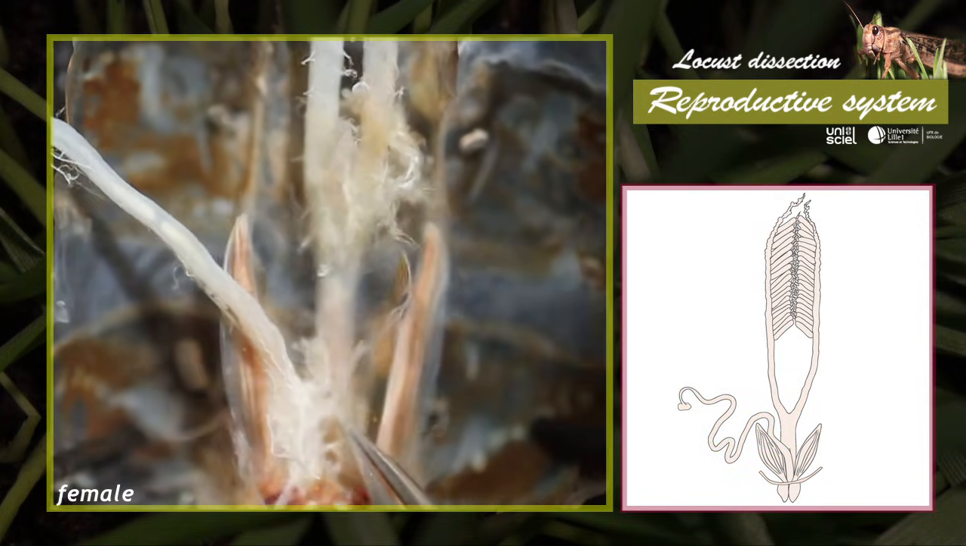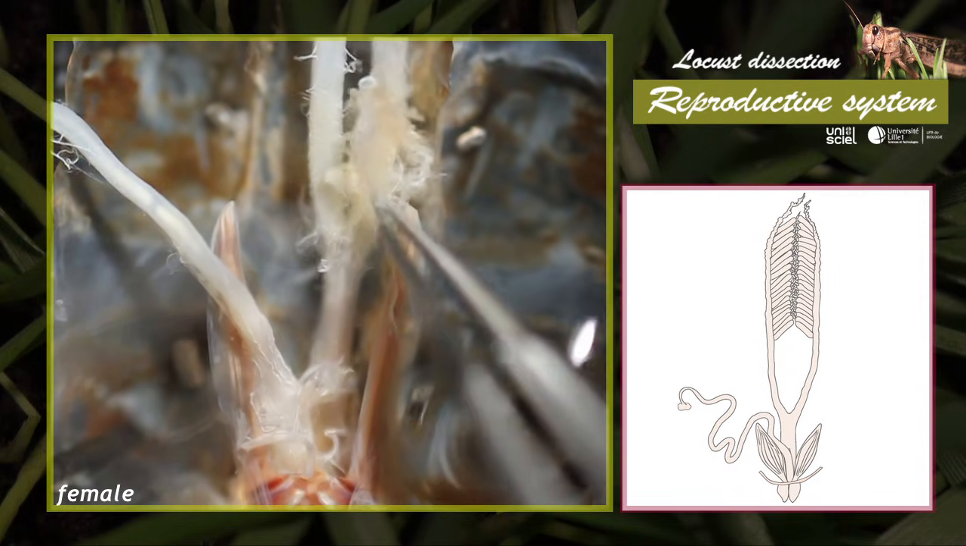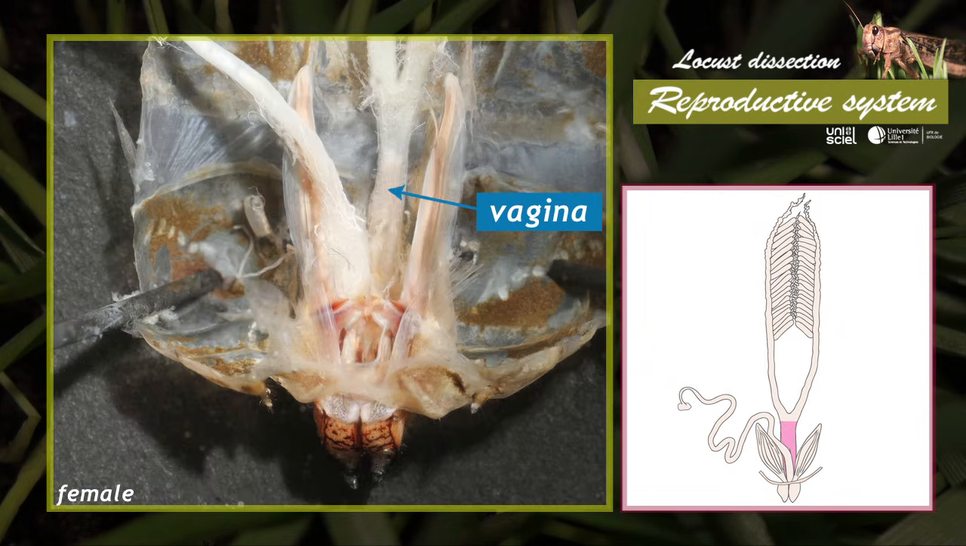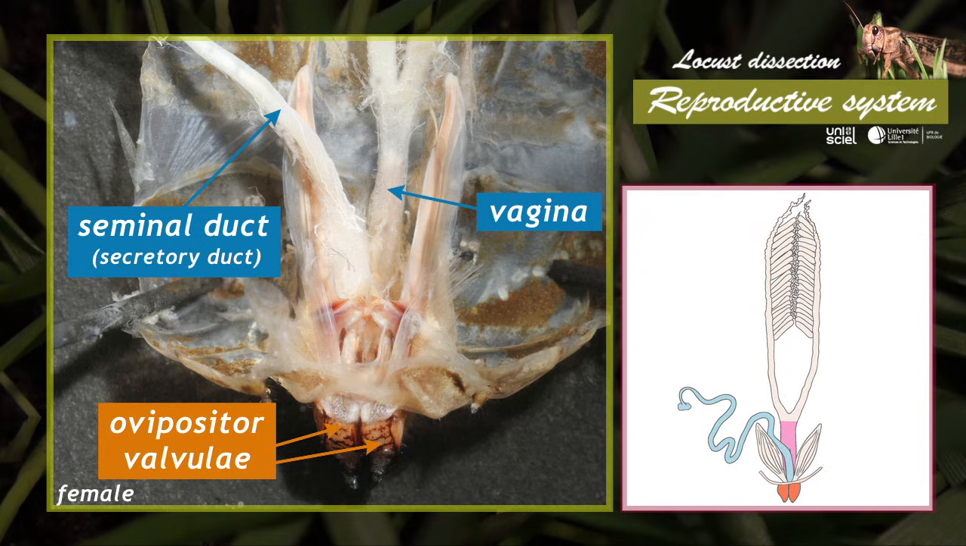To observe the vagina, the tissues over it must be removed. The vagina ends between the bases of the ovipositor valvuli. The seminal duct opens on the dorsal side of the vaginal opening.